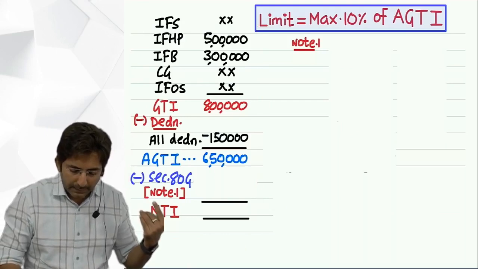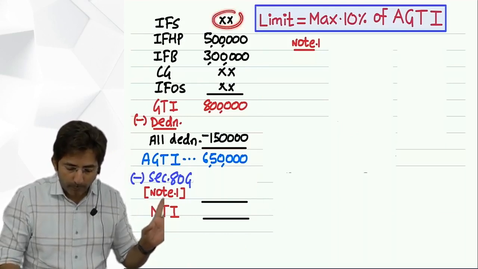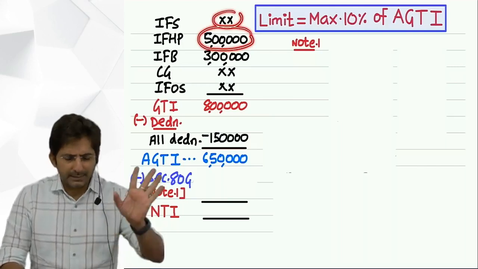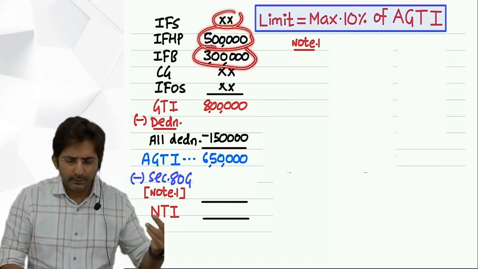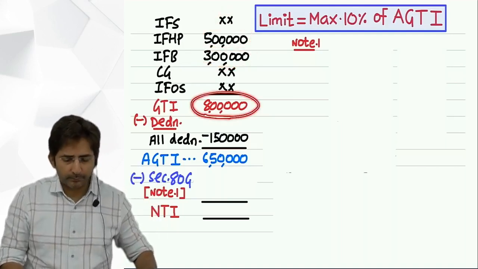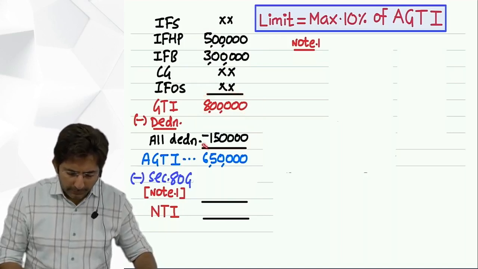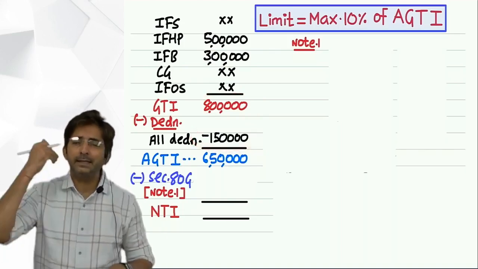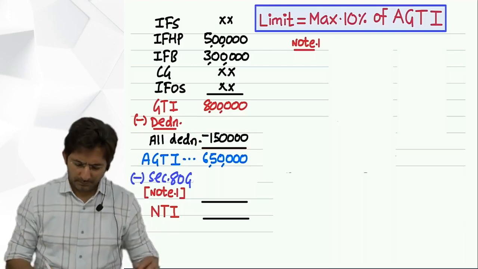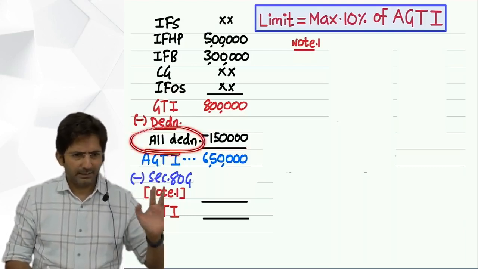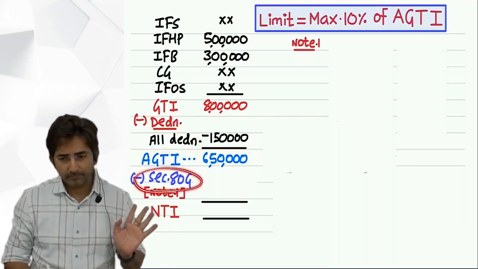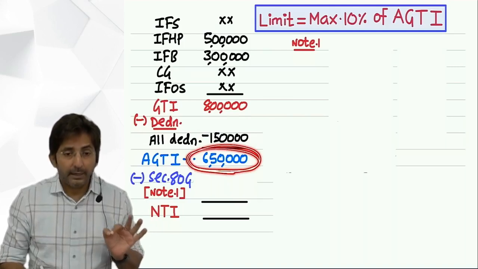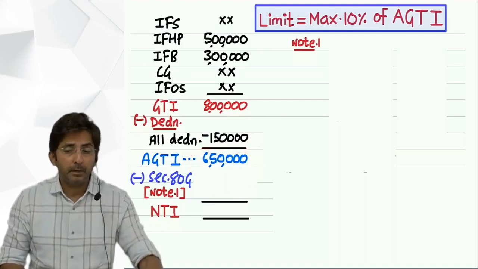Assume someone has salary income 0, house property income 5 lakhs. These are random amounts given by me. Assume he has business income as well, and this way he has got gross total income of 8 lakhs. Then all the deductions, all these sections, have given him 1,50,000 deduction, whether it is 80C, 80U, whatever. All means all, everything except 80G. At this stage you get AGTI, and AGTI will be after everything, but not 80G.